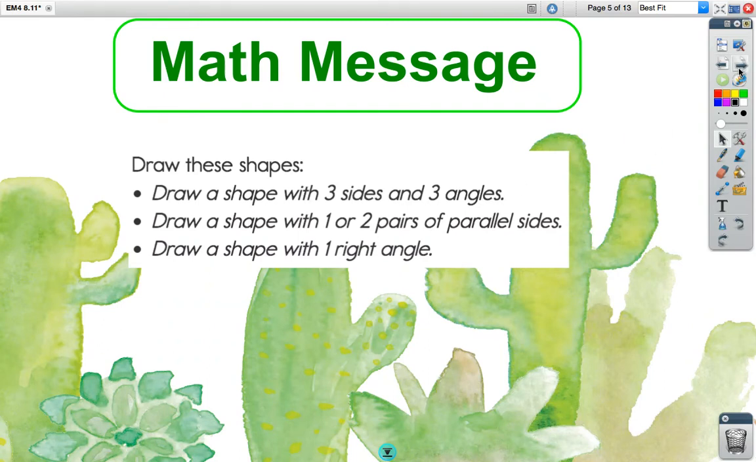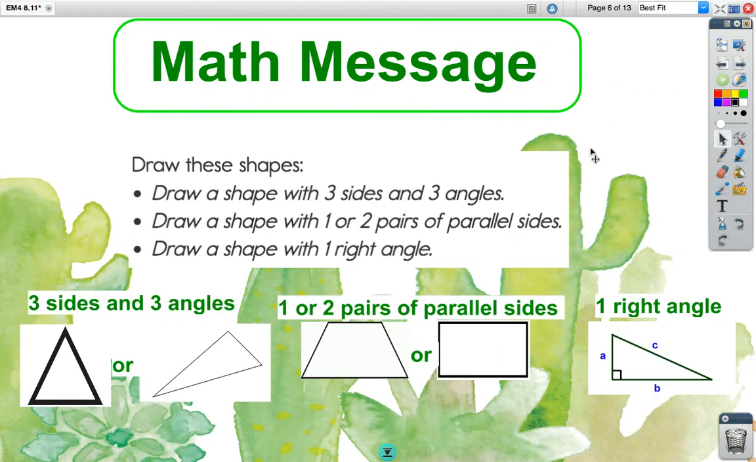Some possible shapes with these attributes would be, for 3 sides and 3 angles, different triangles. So 3 sides and 3 angles.